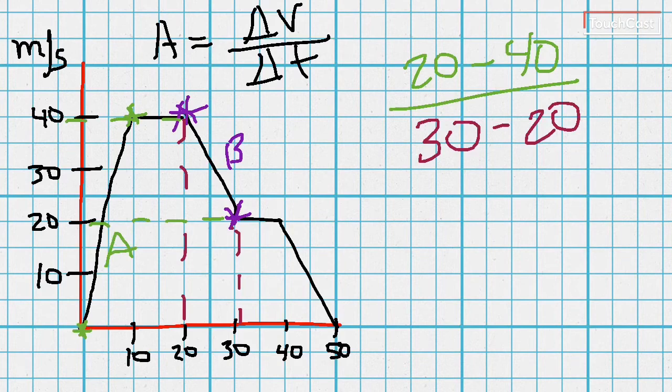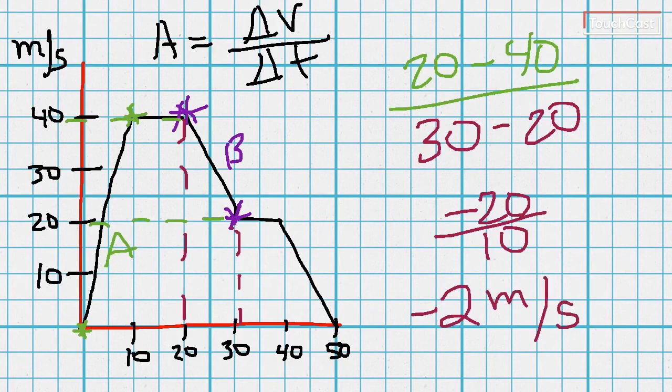Okay, so 20 minus 40 is negative 20. 30 minus 10 is positive 10. And so you end up with negative 2 meters per second squared. Now that negative might throw you off for a second, but keep in mind, negative acceleration is possible. All that means is you're slowing down. And so that makes sense, right? At the initial point, up here where I circled, we were going 40 meters per second, and now we're going 20 meters per second. Did we slow down? Yes, we did.